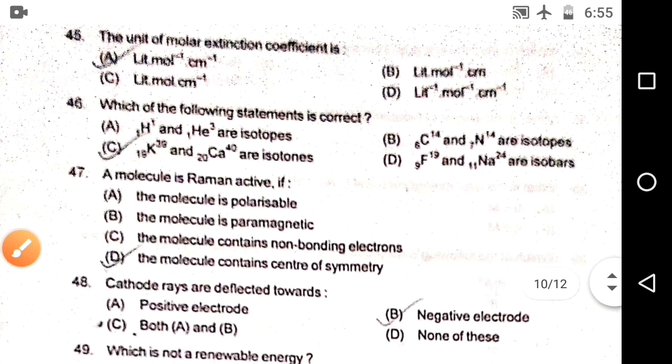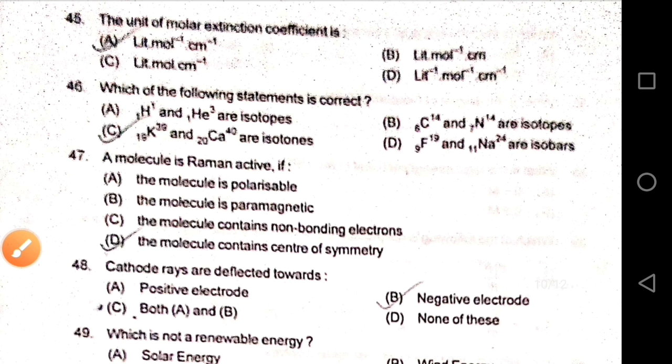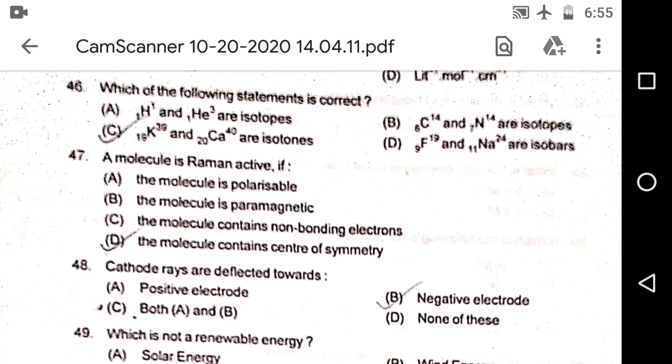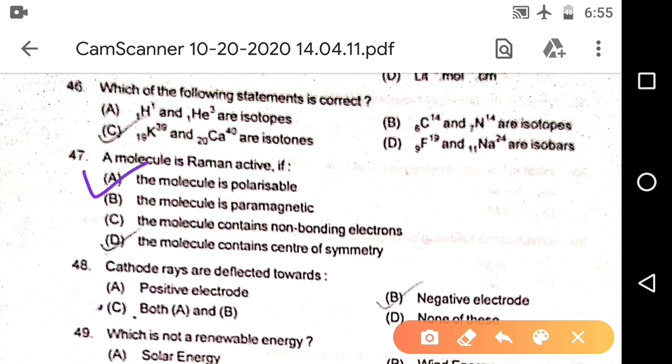Okay. So next, a molecule is Raman active if, the right answer is the molecule is polarizable. If polarizability is there, then the molecule must be Raman active. In vibrational spectroscopy, you must have read before that a permanent dipole moment makes a vibration IR active. But in case of Raman active, they need a polarizability term or some induced dipole moment. Okay, so the correct answer is A.